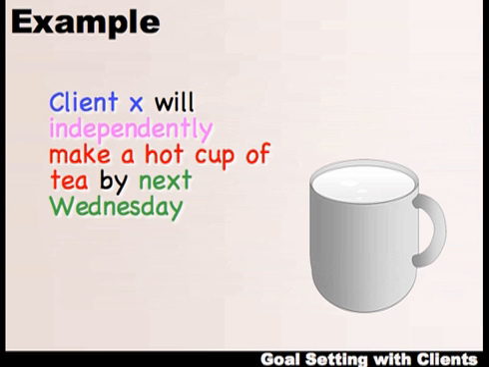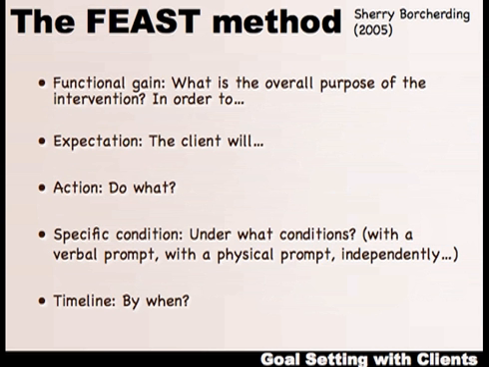For clinicians working within a rehabilitation setting, there are additional structures to setting writing goals that you could follow. For example, Sherry Bosching's FEAST method includes a number of additional elements. This looks at functional gain, what's the overall purpose of the intervention, expectation, so the client will, action, do what, specific conditions, under what condition, for example with verbal prompts, with a physical prompt, independently, and finally the timeline, by when.